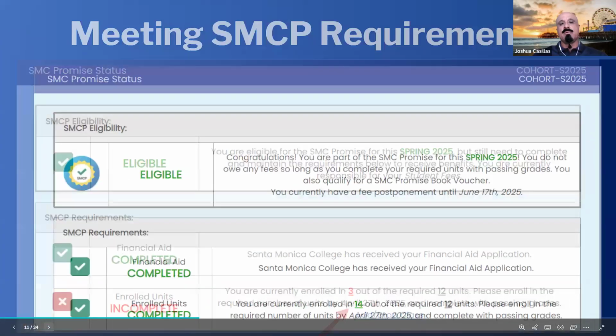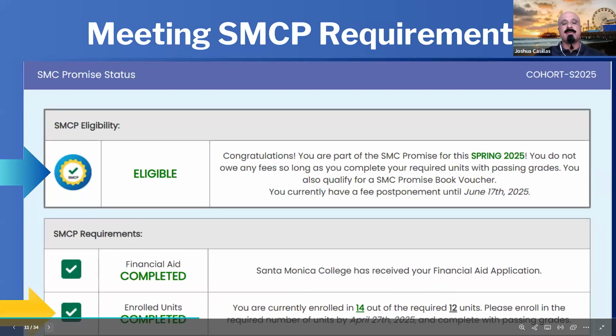So the next screen would look, bam, this is what we're looking at. SMC Promise requirements are met. If we're focused on the yellow arrow, as you can see, the enrolled units has been completed.